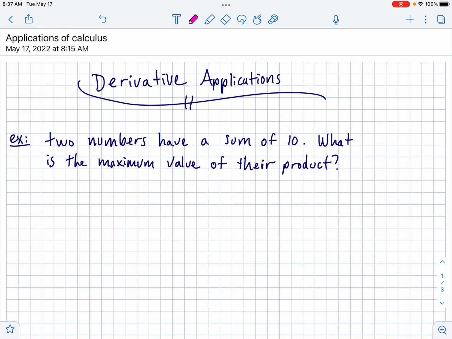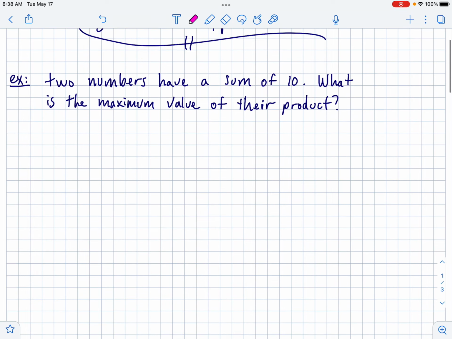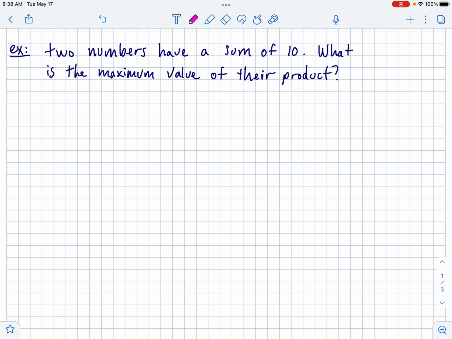Today we're back to talk about some applications of calculus. I know we've been doing derivatives and integrals, but today I'm mainly going to focus on derivatives. Our first example: two numbers have a sum of 10. What is the maximum value of their product?